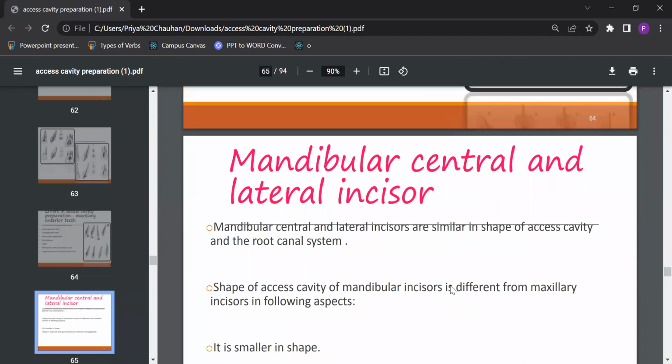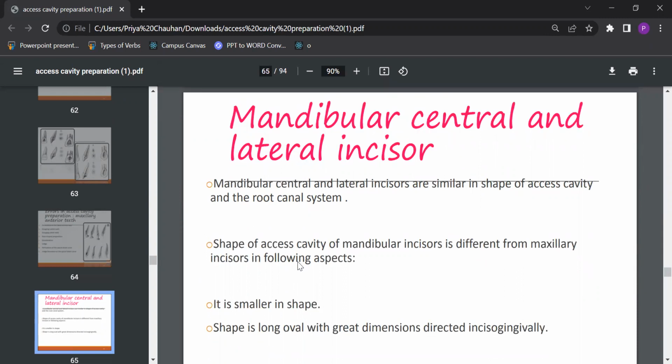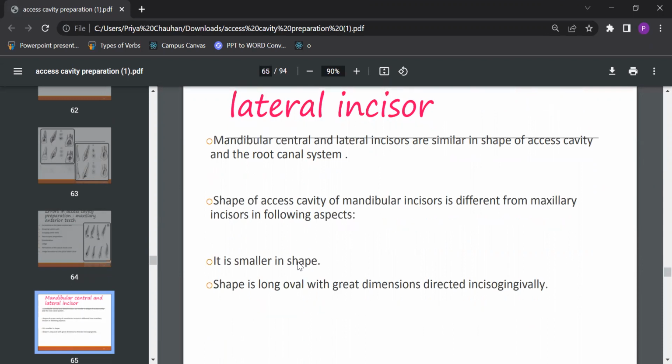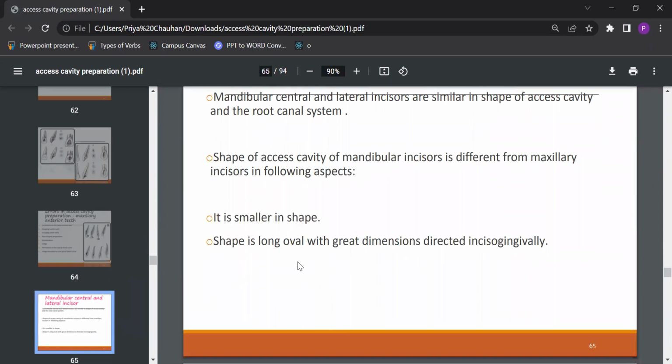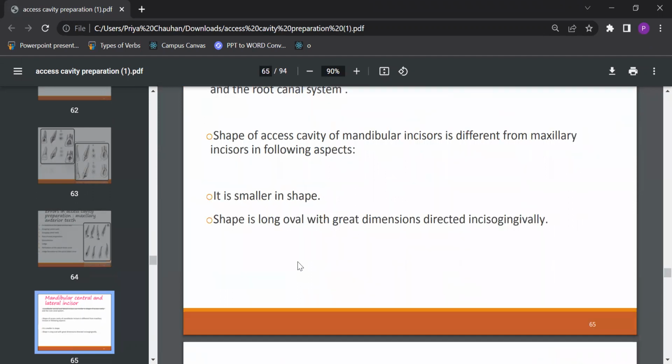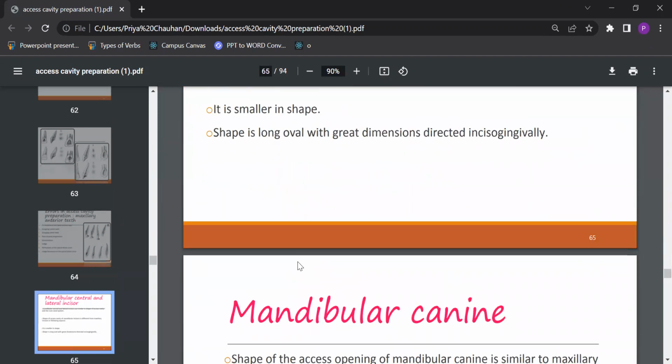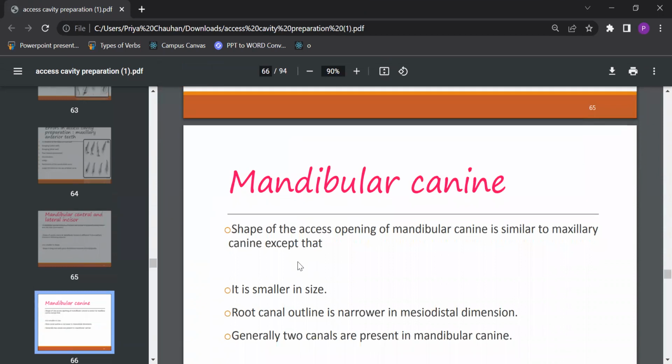Mandibular central and lateral incisors are similar in the shape of the access cavity and the root canal system. So the shape of the access cavity of the mandibular incisors is similar to the maxillary incisors. Shape is long oval and the greatest dimension is directed incisogingivally. So what will happen in mandibular canines?